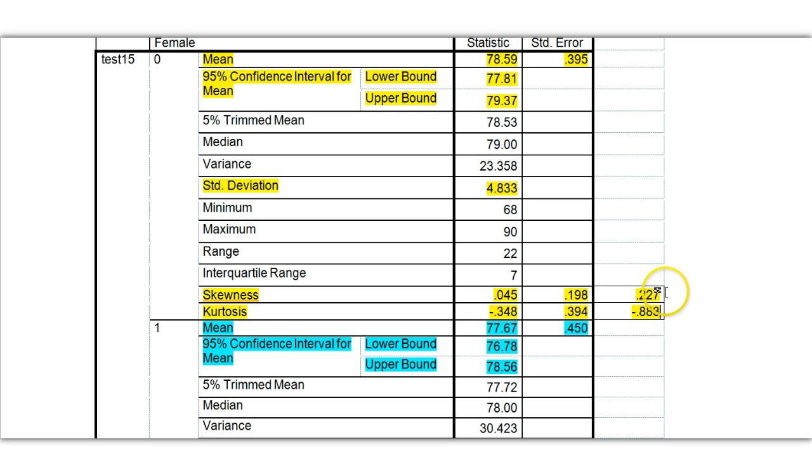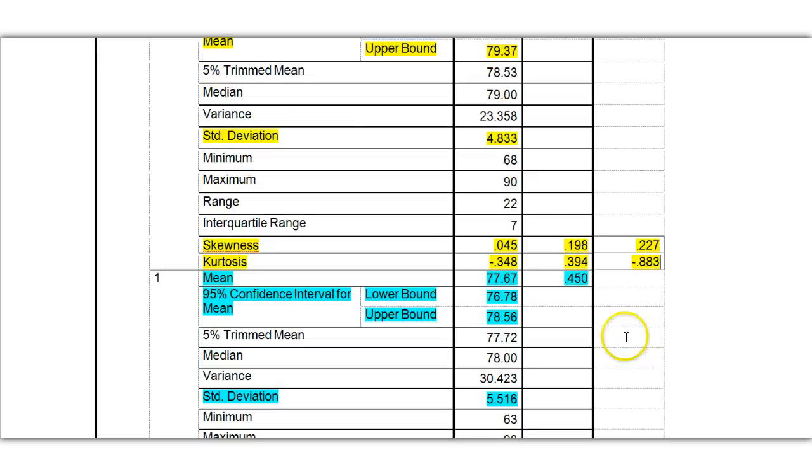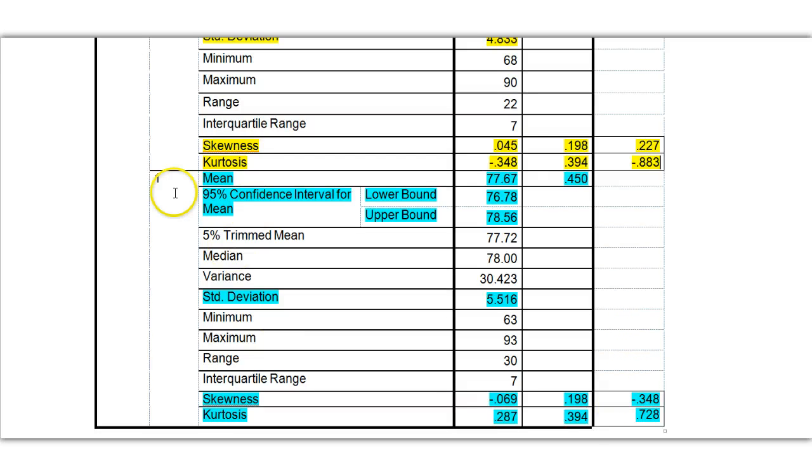And so, of course, you do this calculation here to find out the extent of the deviation from normality. And we do the same thing for the women, and you can see that these numbers look fairly good.